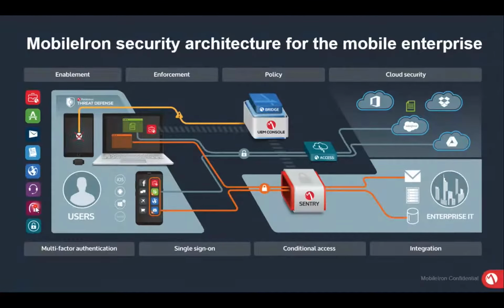Tunnel can also be used as a per-app VPN. The moment Outlook is opened, automatically the Tunnel will be triggered, and it will take you to the Sentry, which will authorize the connection, and it will take you to the backend server. So that is how it works. Tunnel is specifically used for third-party applications.